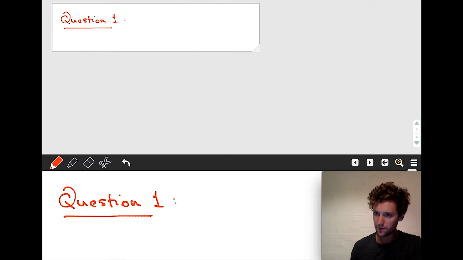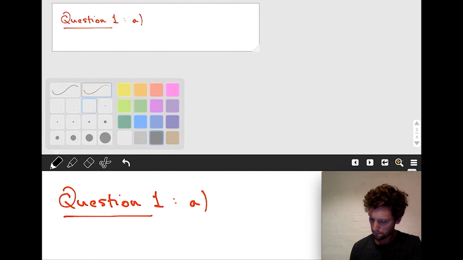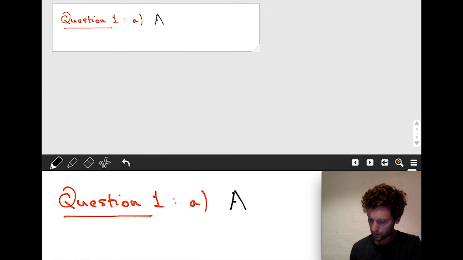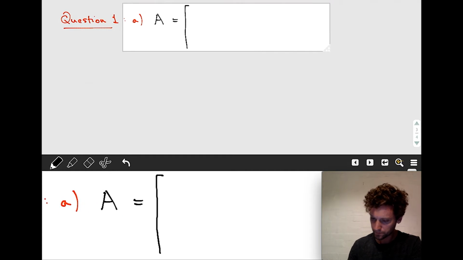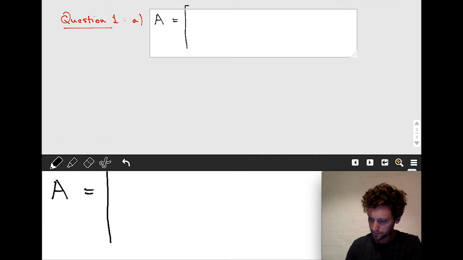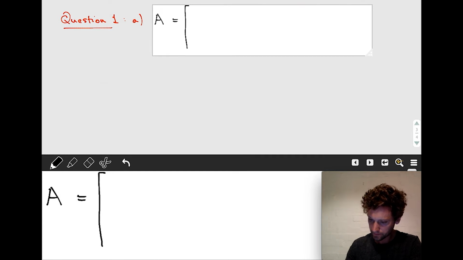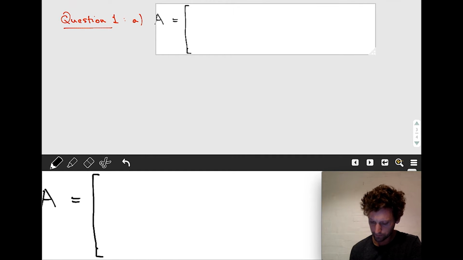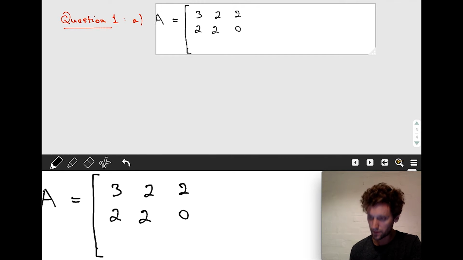In this, we're given a matrix A is equal to, let's see, 3, 2, 2, 2, 2, 0, 2, 0, 4.